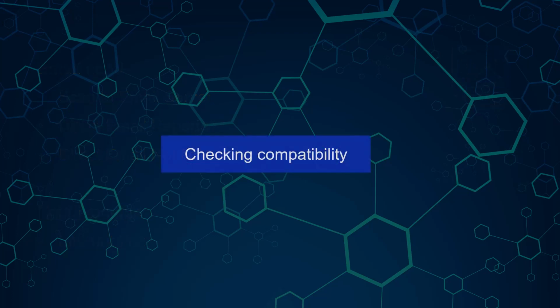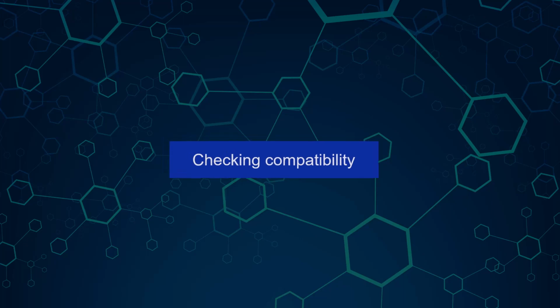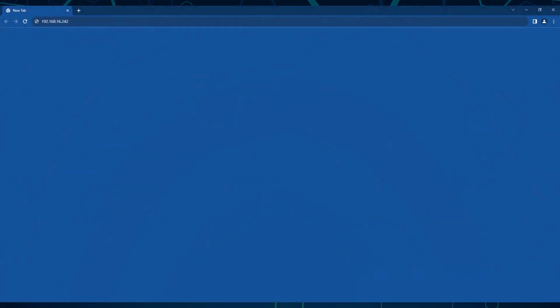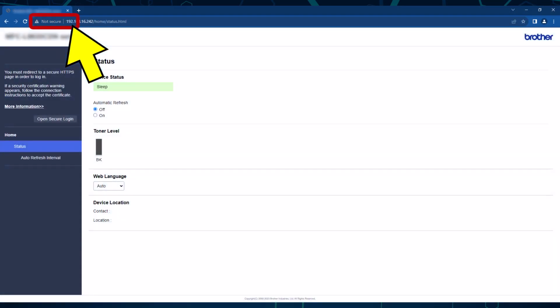Please note that not all Brother devices have the ability to connect into Microsoft Office 365. I will briefly take you through the steps required to check this compatibility. Begin by typing your Brother device's IP address into a web browser. This will load your device's internal web server.